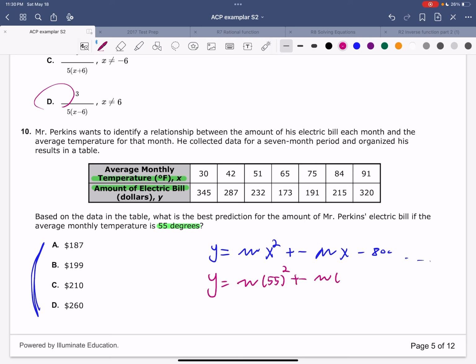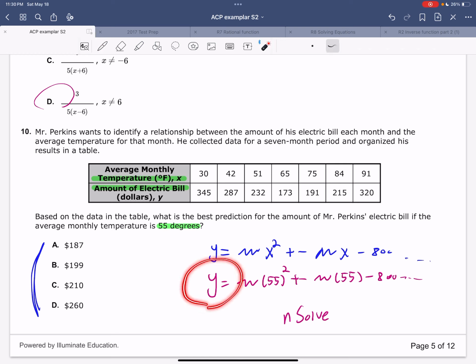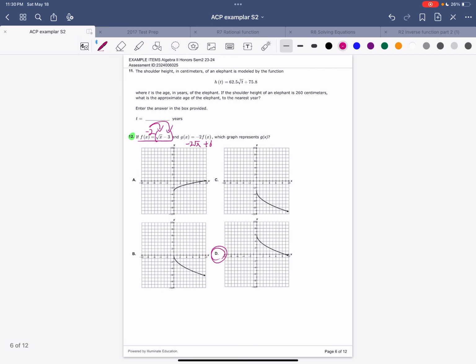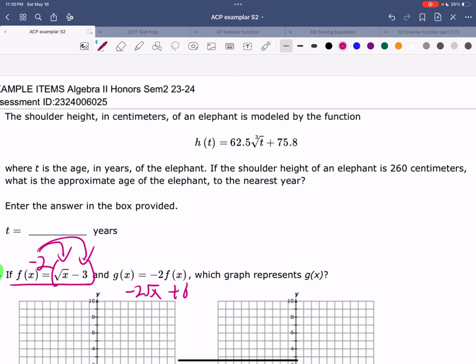I have something like that, and 55 minus 800. I'm not even sure if it is 800, but something like that. And then you're gonna use solve, okay? Now, do you see it has y equals? So you gotta put comma y. Just don't get confused with this, okay? It's not comma x, it's comma y. Now, question number 11, same thing.